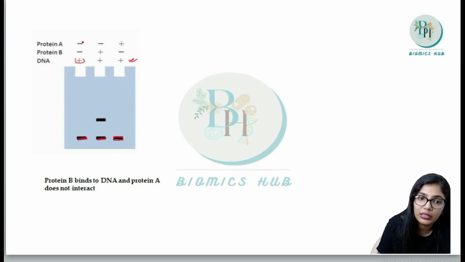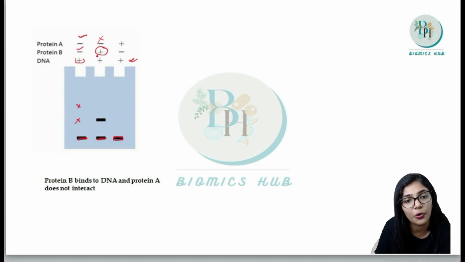In the first well, there are no proteins, no protein A and no protein B, so there is no band shift here. In the second well, we have added only protein B and no protein A. Due to the interaction of protein B with the DNA, it is showing one band. It is shifting its position due to high molecular weight as compared to the single DNA.